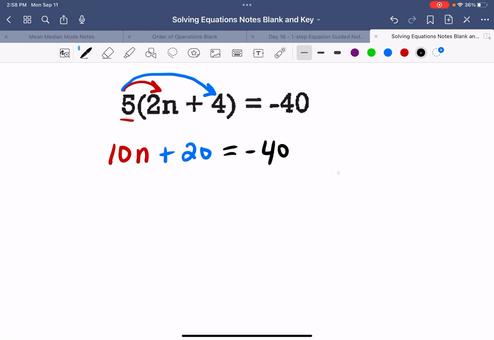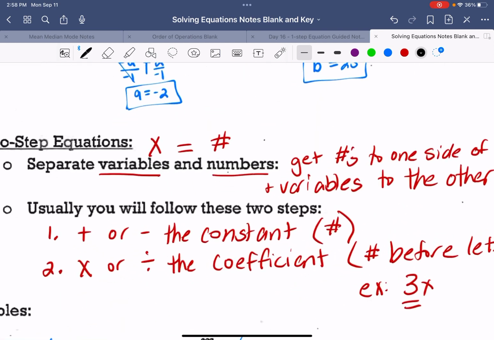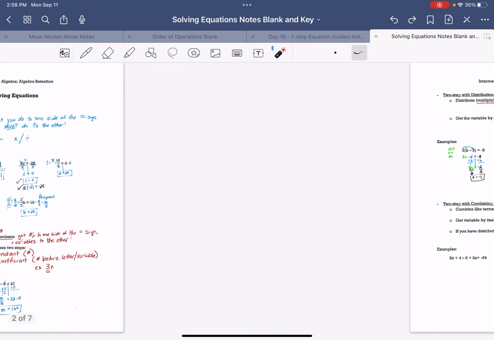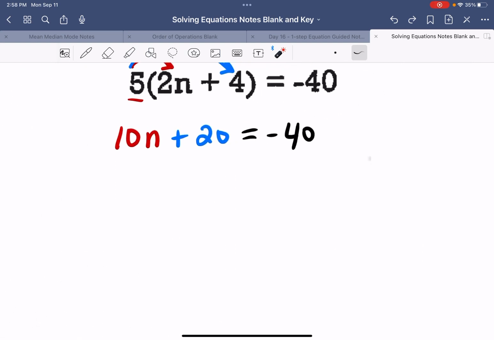Okay, now compare this problem to the last problem, or compare it to the first set of problems we did. We have n right here that I need to get by itself. So I'm going to first look at addition and subtraction. Remember, the first step is addition or subtraction. The second is multiplication and division. So I have an addition problem here.